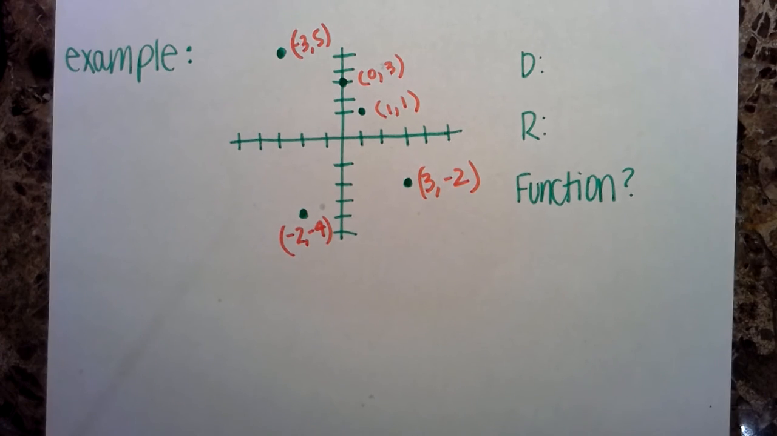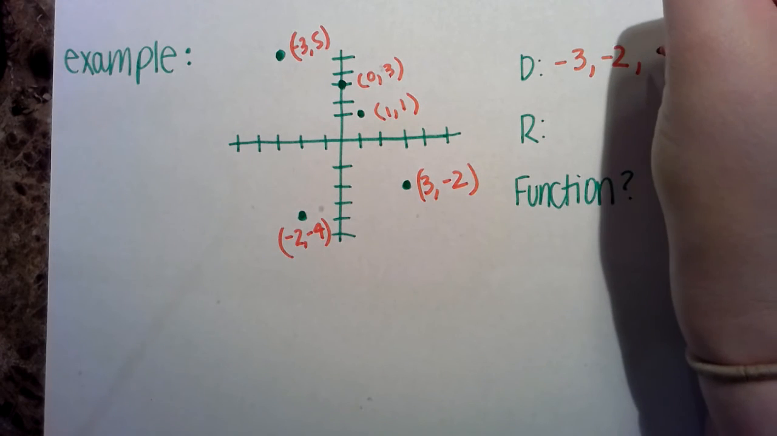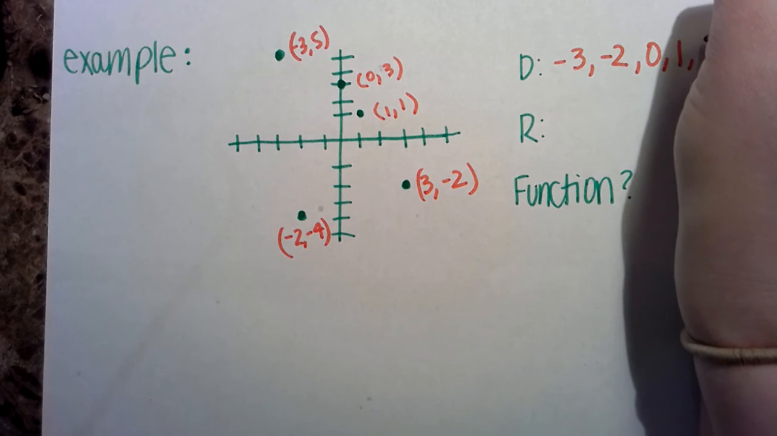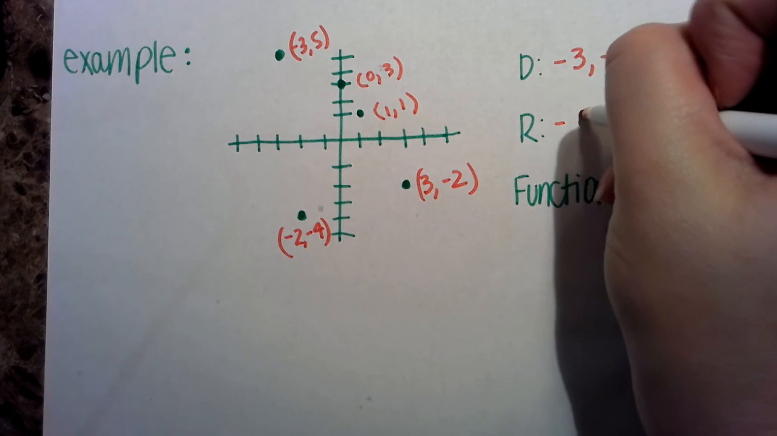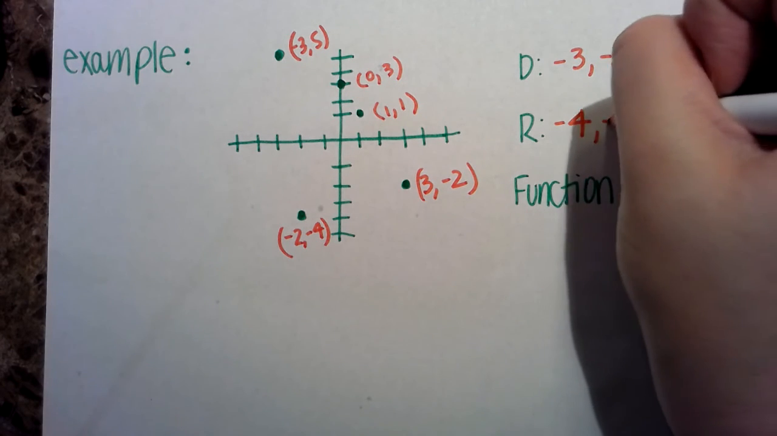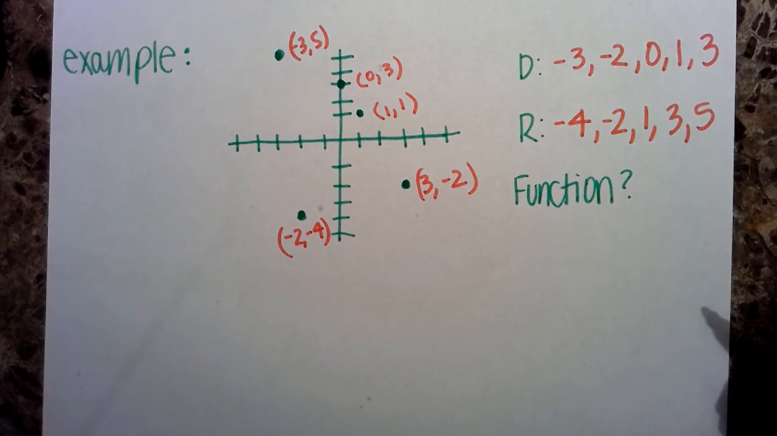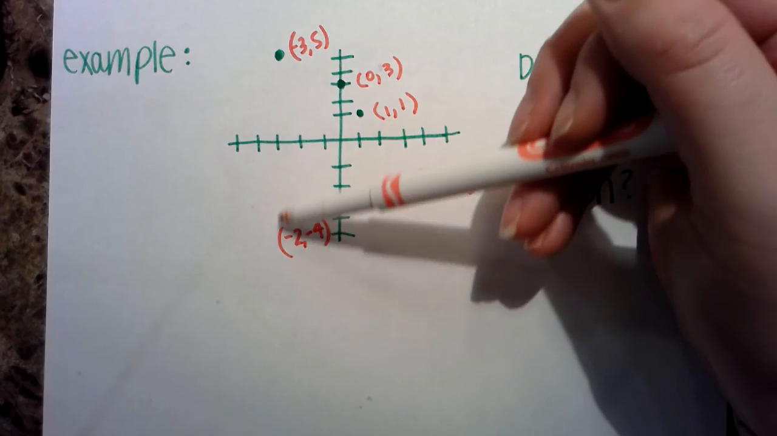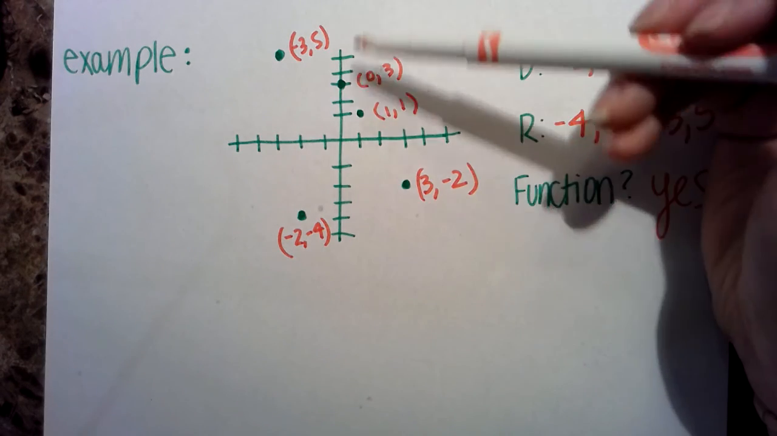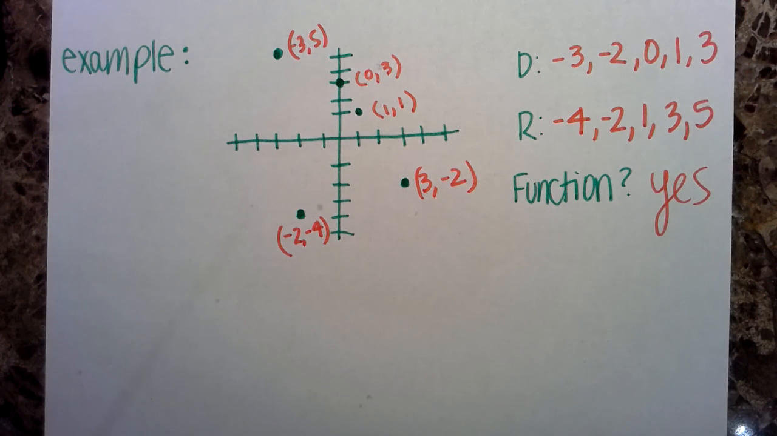So my domain, I'm going to put in numerical order. So I'm going to say negative 3, negative 2, 0, 1, 3. My range is then going to be negative 4, negative 2, 1, 3, 5. And then because I do not have any domains repeating, this is going to be yes, it is a function. Another thing you can use, remember, is the vertical line test, where you can determine how many times it goes through, and if it only goes through once, then it is a function.